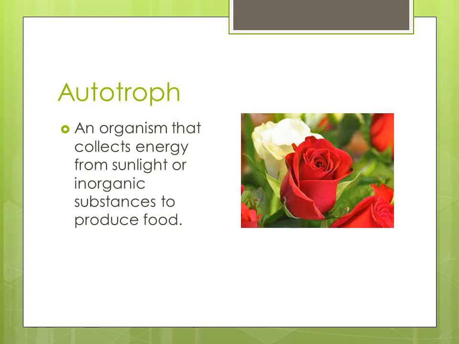Auto refers to self, troph refers to level. So this is the level at which an organism can self-produce its own food. And so let's look at that official definition. An organism that collects energy from sunlight or inorganic substances, and those are those other chemicals, to produce food. And this is a really important base for all the rest of life to exist.